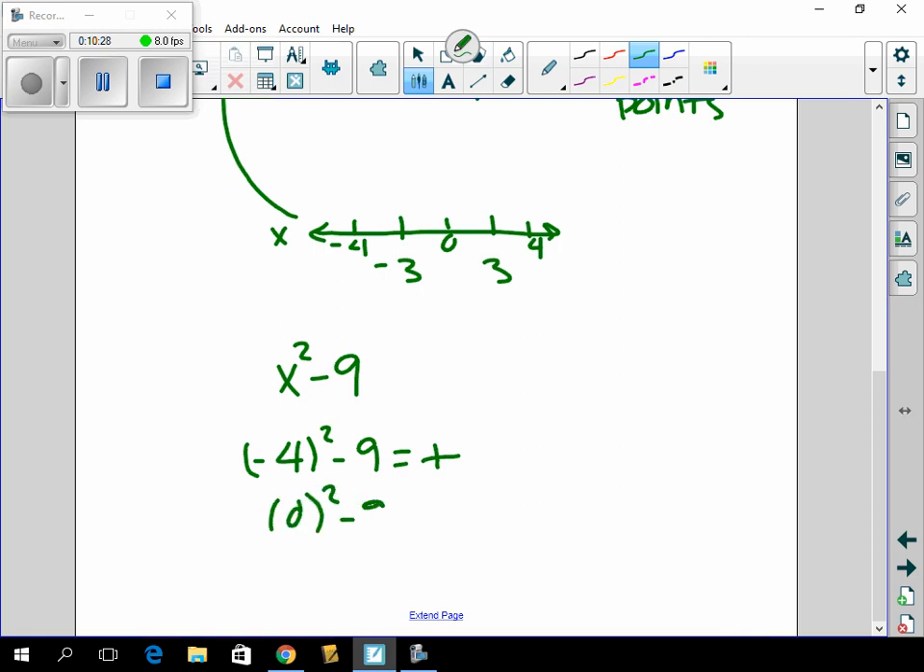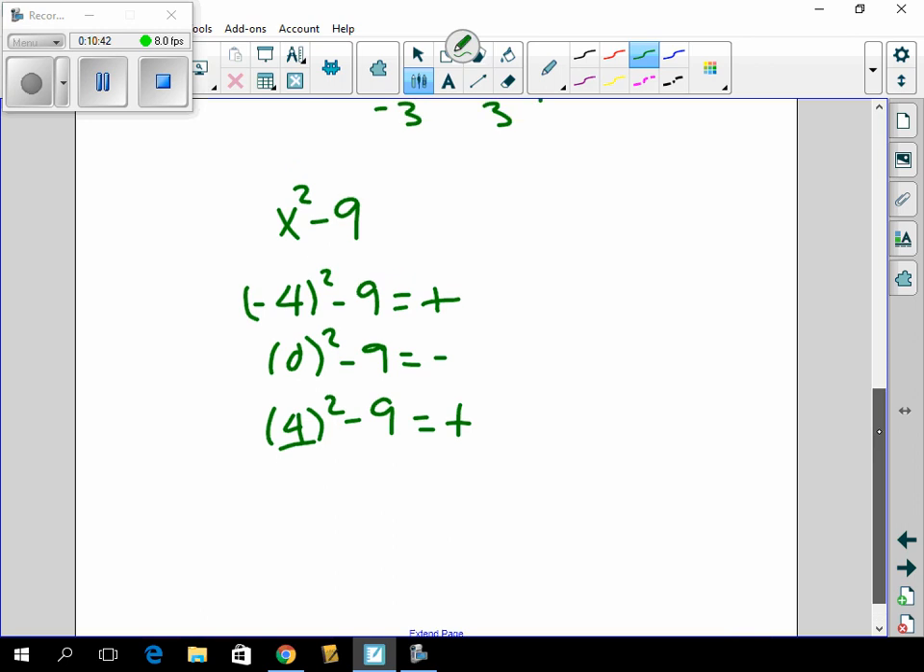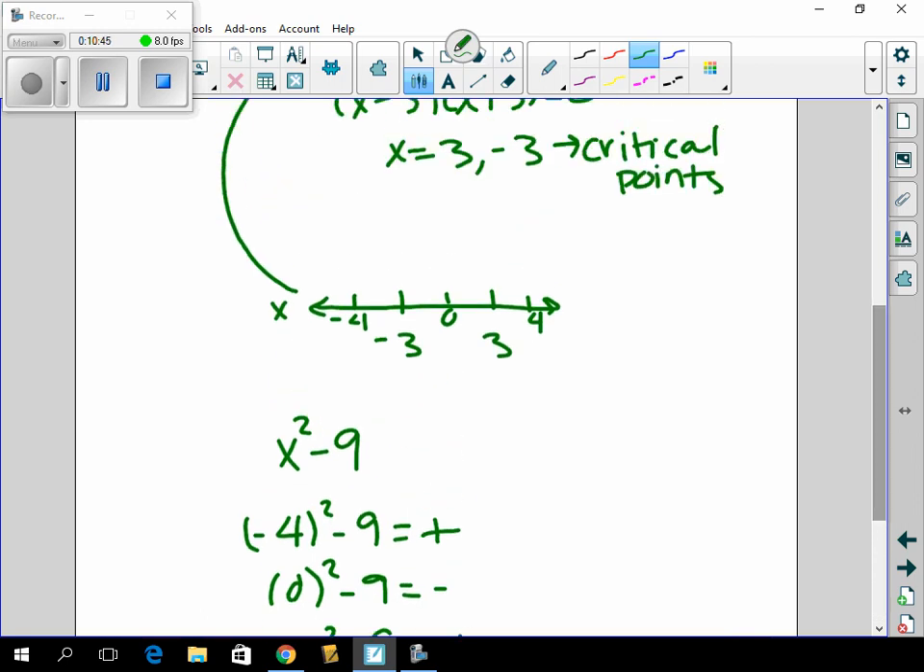When I plug in 0, I get 0 squared minus 9. That's clearly a negative number, that's -9. And then when I plug in 4, 4 squared is 16, minus 9, that's a positive number. So I'm going to go back into my chart, and in this section right here, I write positive because that has a positive slope. Here, when I plugged in 0 for the derivative, I got negative, so that's a negative slope. And when I plugged in 4 for the derivative, I got a positive slope.